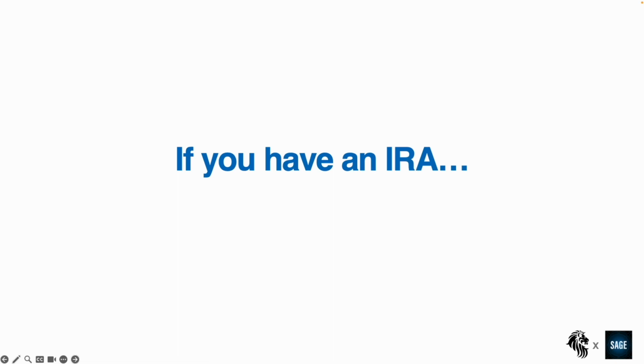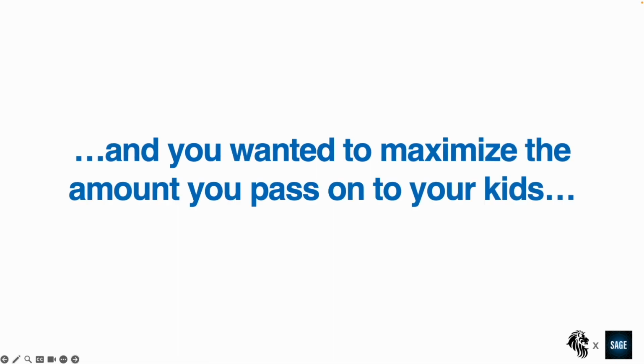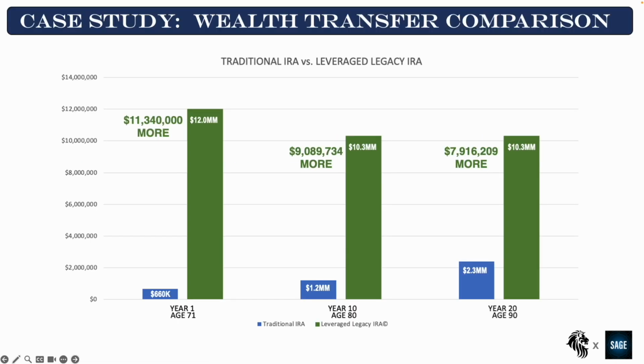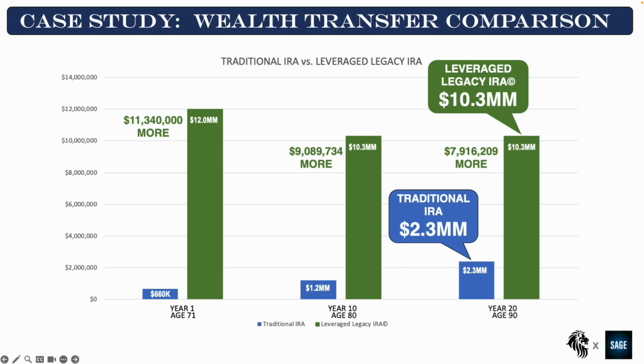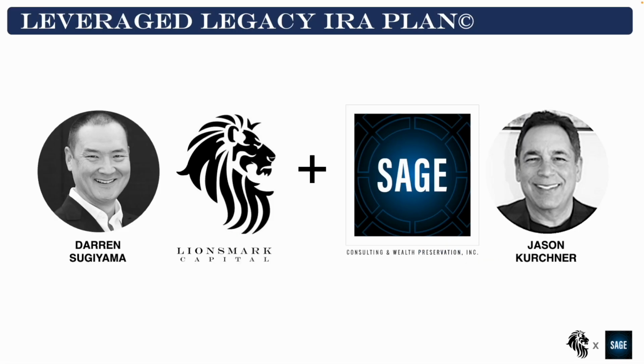If you have an IRA and you want to maximize the amount you pass on to your kids, which outcome would you prefer? Now, the answer may seem obvious to you, but the blue bars are what happens when you leave all of your money in a traditional IRA. And the green bars are when you roll over that IRA into a leveraged legacy IRA plan, a proprietary, tax-efficient, generational wealth transfer plan, and a collaboration between Lionsmark Capital and Sage Consulting.